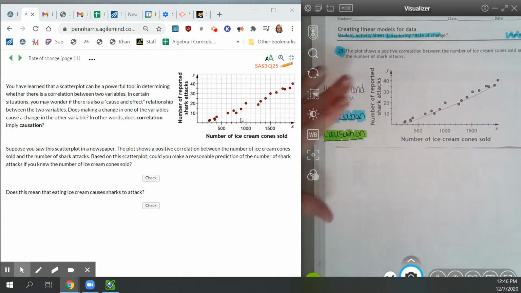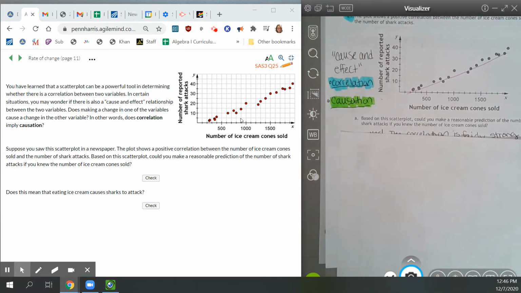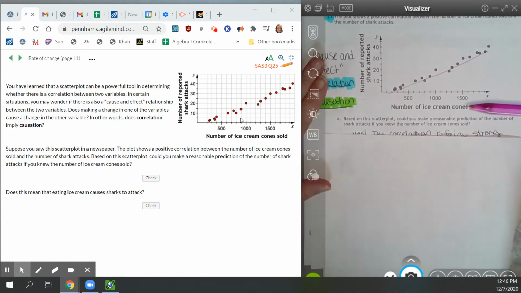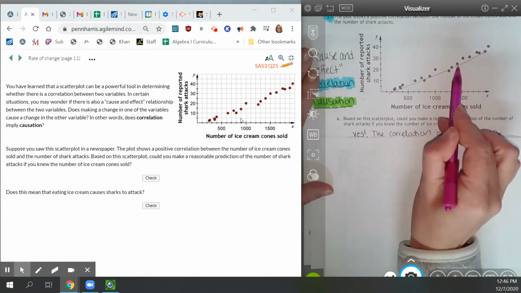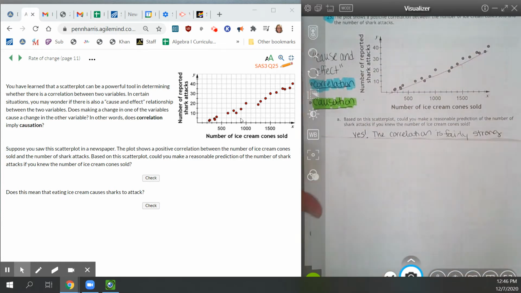With this, let's talk about it. Based on our scatter plot, could we make a reasonable prediction of the number of shark attacks if we knew the number of ice cream cones sold? Yeah, we could. I could say, oh, hey, 1,500 ice cream cones sold. Well, look at that right about here. And we'd say there'd be roughly a little bit over 20, 25 shark attacks. I mean, we could make that prediction.